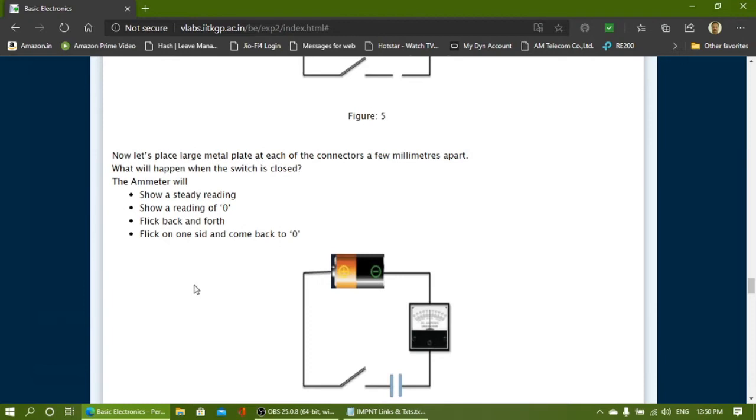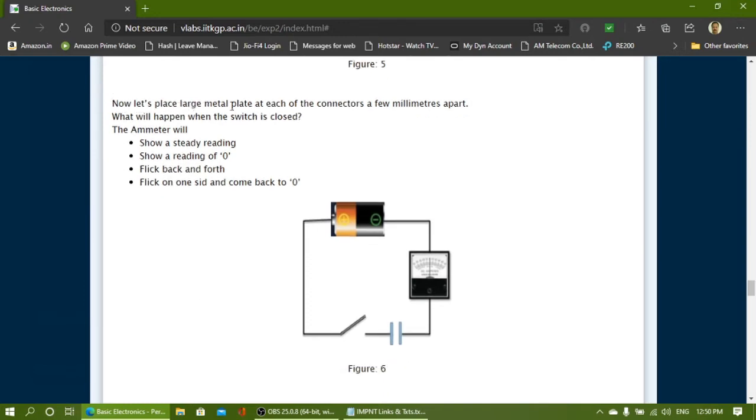Now in the next case, let's place a large metal plate at each of the connectors a few millimeters apart. What will happen? This is actually placing a capacitor in the circuit break area. Now if you close the switch, what will happen? Show a steady reading? Steady current will not flow, because this is not a static resistance, it is a capacitor. So what condition will be correct? Flick one side and come back to 0.